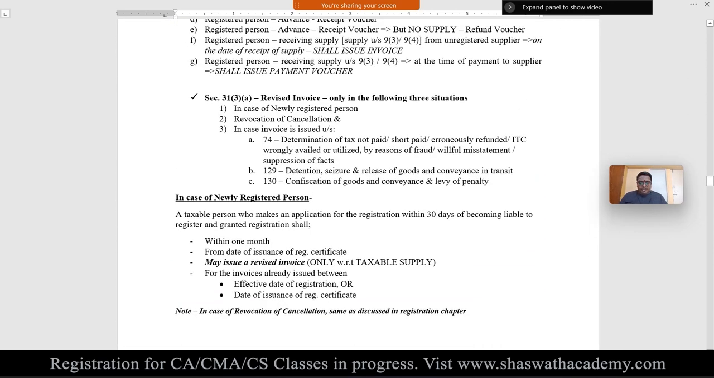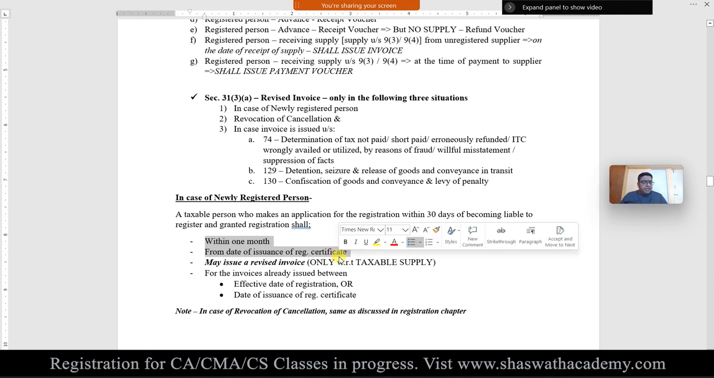Look at this, my dear brothers and sisters. One has to issue a revised tax invoice within a month of newly taking registration, if at all you have made it, from the date of grant of registration. My dear, the wording is from the date of grant of registration. I told you 10th May is the date of grant of registration in the case of Vijay Raghavan. That means from what day will you calculate 1 month?